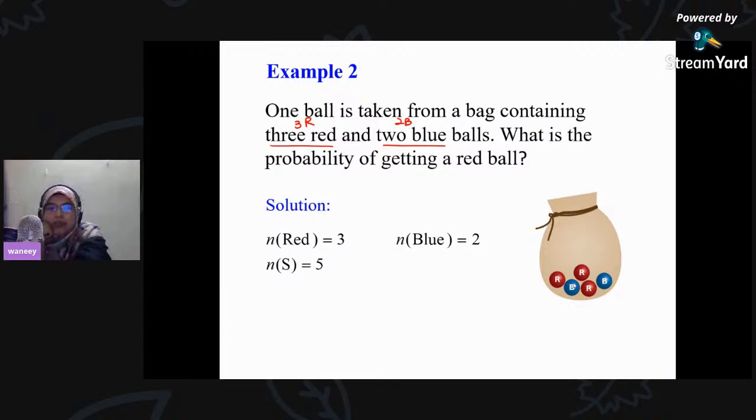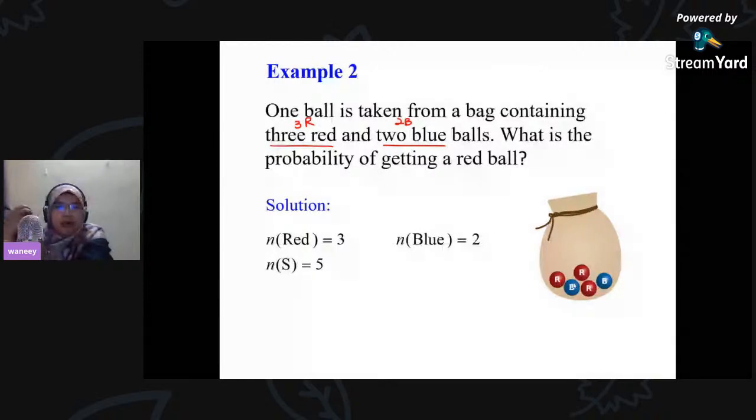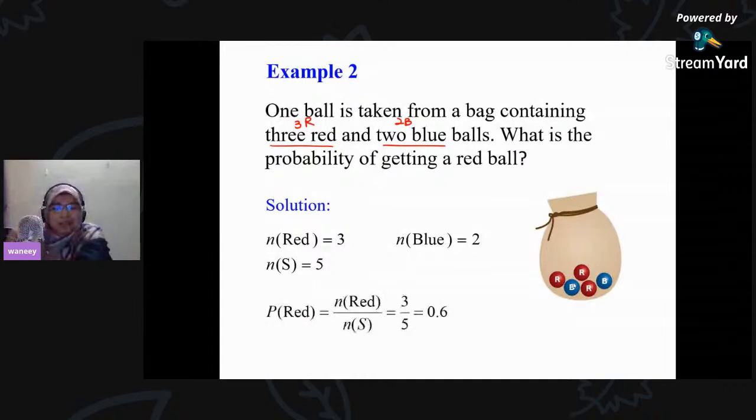Okay, so what is the total number of red balls? That is 3. The total number of blue balls is 2. The total number of balls altogether is 5. So what is the chance of picking a red ball? That is the number of red balls divided by the number of the sample space, which is 3 over 5, or the chance is 0.6.